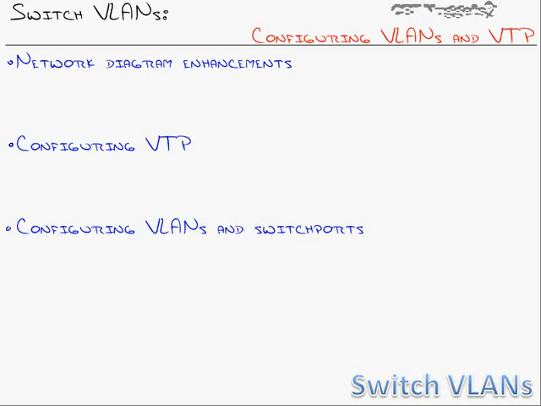All right, we've talked a lot about the concepts. Let's hit the configuration. We're now going to walk through the configuration of VLANs and VTP. First off, looking at the network diagram enhancements, because we have added some switches to the network. And then we'll walk through step by step, setting up trunks, setting up VTP, getting the replication happening between our switches, adding VLANs, and assigning the ports to the VLANs.